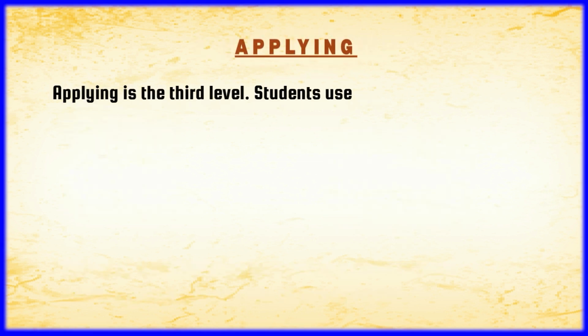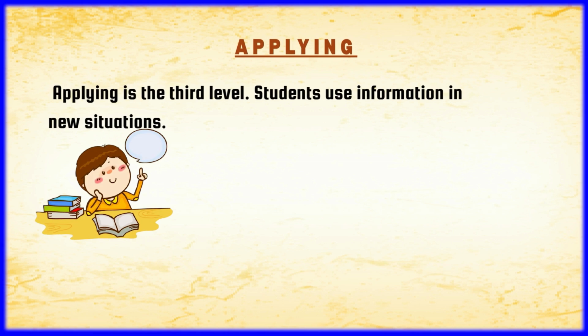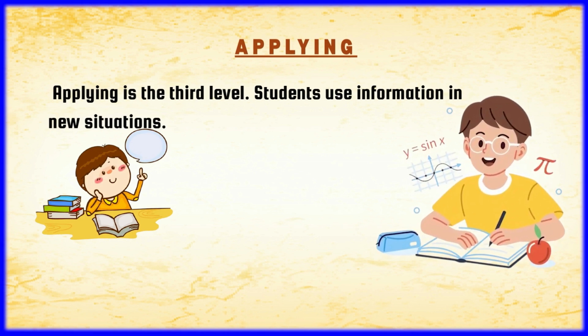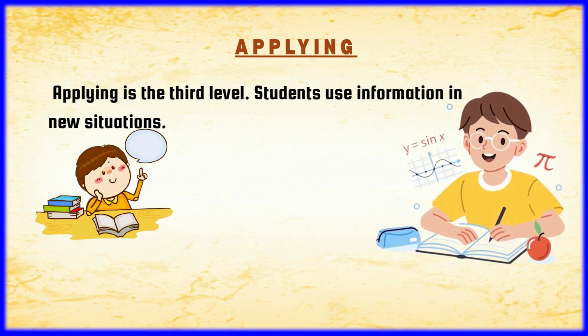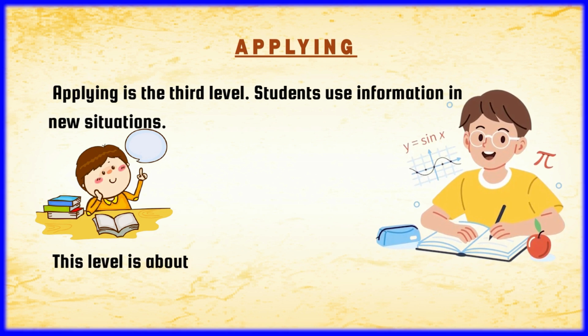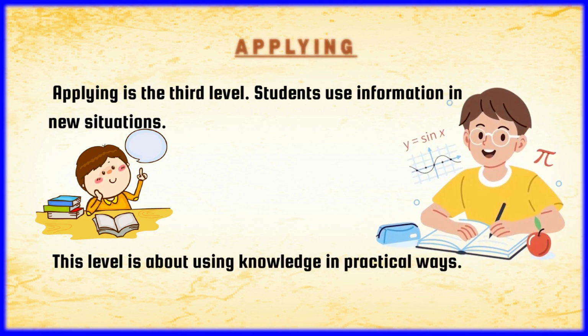Applying is the third level. Students use information in new situations. For instance, they might use a math formula to solve a problem they haven't seen before, or apply a scientific principle to a real-world situation. This level is about using knowledge in practical ways.